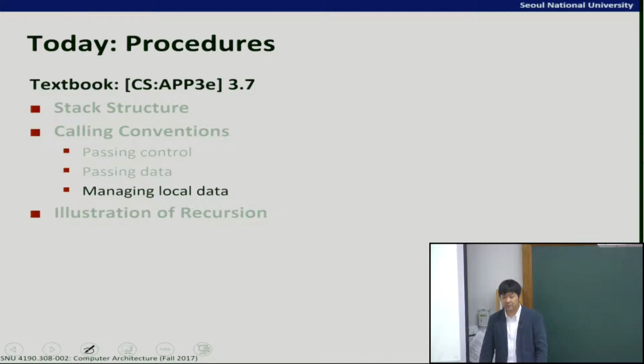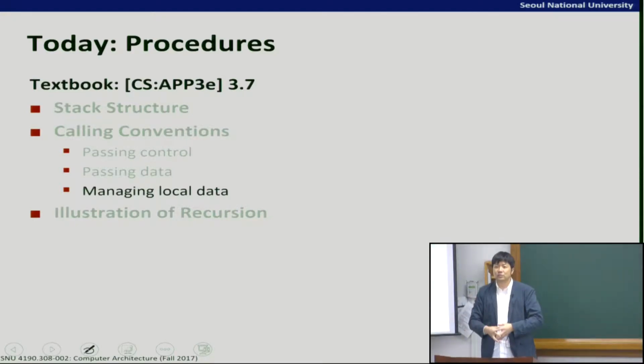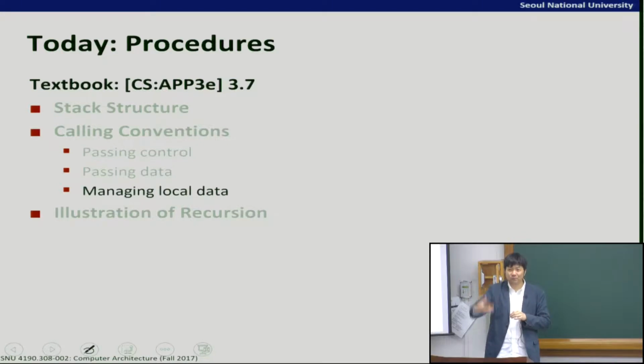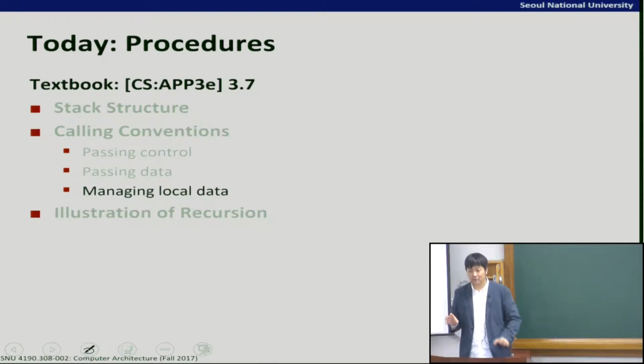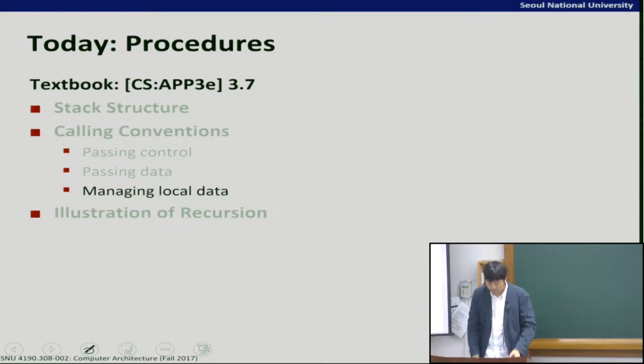You only have a limited number of registers, so you cannot put all the necessary data inside the registers, because you only have 16 registers, right? It's only a very small number. So if you have more variables than 16, you need some way to use stack space for allocating your local variables. So that's the next topic we're going to talk about.